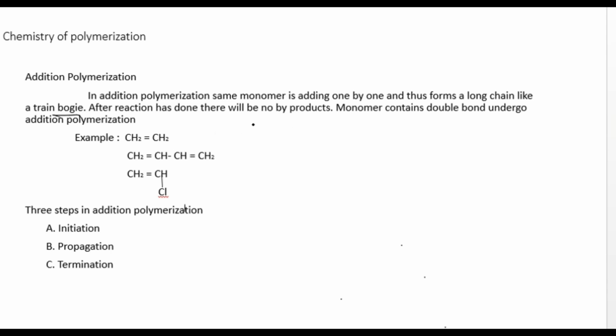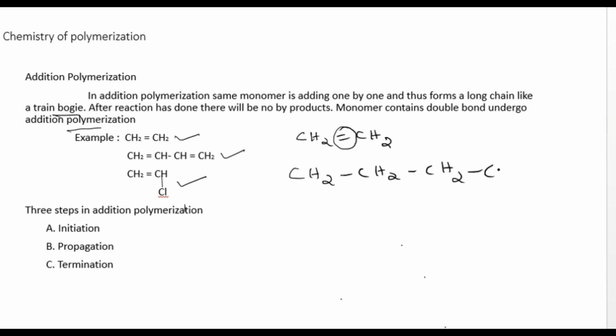Normally, monomers containing double bonds will undergo addition polymerization. Example, ethylene, butadiene, vinyl chloride. We can see as in the case of ethylene monomer, when the reaction happens, this double bond will break and form a longer chain like this. So, here there is same elemental composition. No byproducts will form.